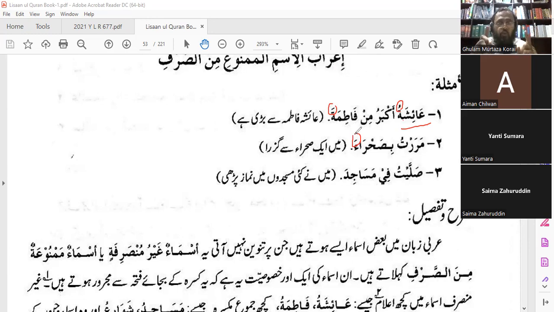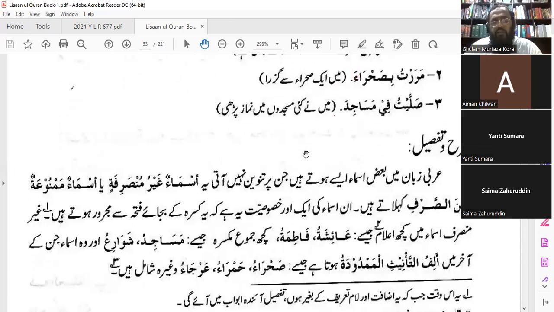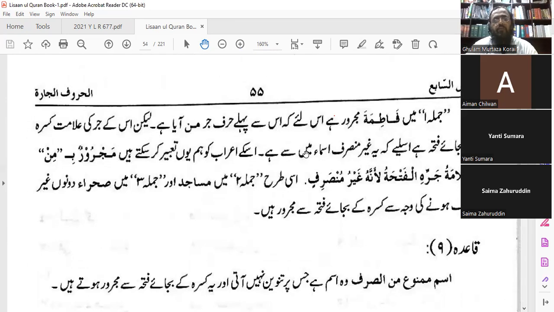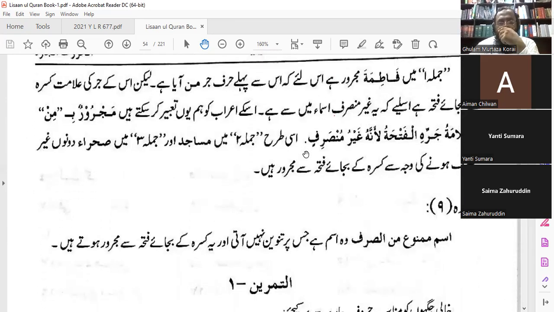But one more thing I told you: if alif lam comes before a noun that is ghair munsarif, then it can take kasra, if you remember. We'll repeat this topic again, because this was at a very initial stage, but we did a lot of examples. After about 2.5 minutes this session will end, but we'll come back, inshallah. Right?